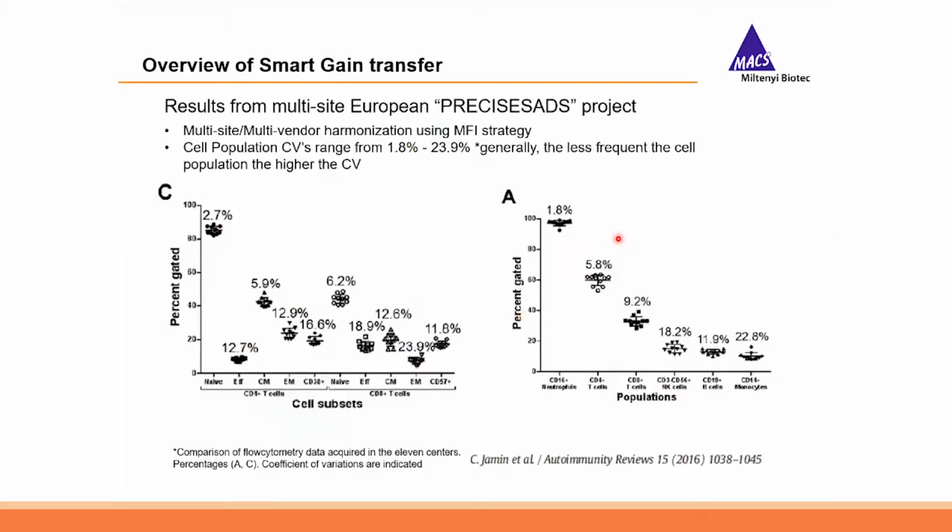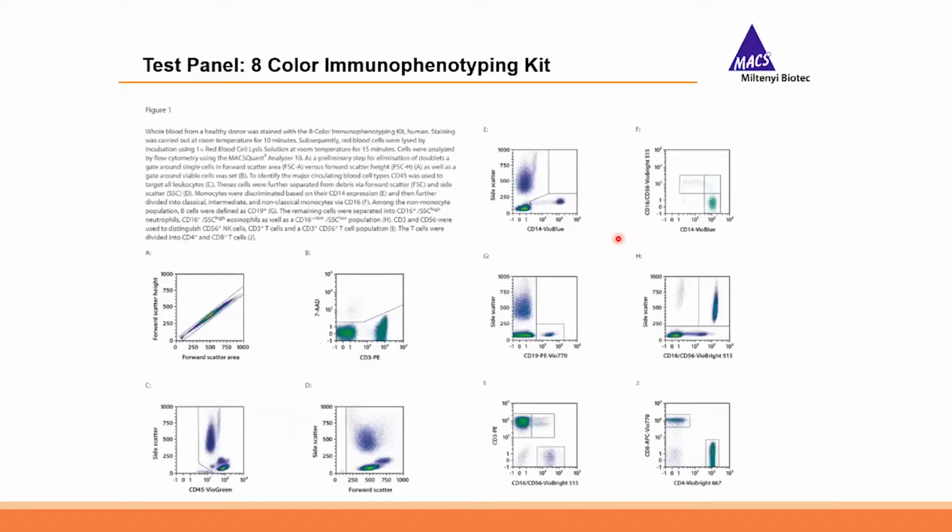We wanted to reproduce a similar study back here at our headquarters in Bergisch Gladbach. So we used our 8-color immunophenotyping kit to do that. It's a product that's commercially available from Miltenyi. Here are some of the markers and the gating strategy that's listed. So we have, of course, scatter, CD45 gating, and then looking at the subsets. So T cells, monocytes, monocyte subsets, B cells, NK cells, and NKT cells are listed down here, neutrophils, and then your T cell subsets for CD4 and CD8.